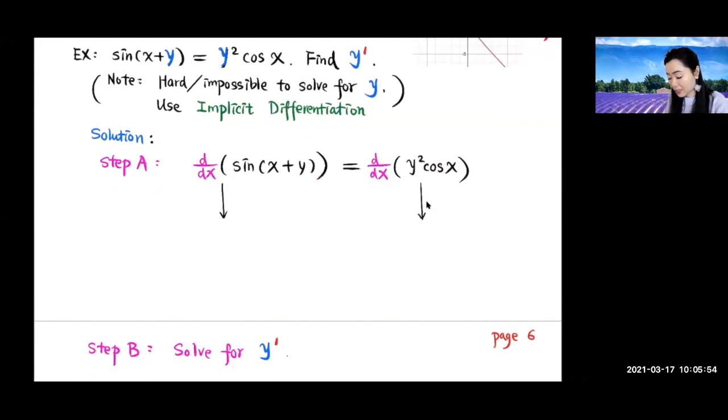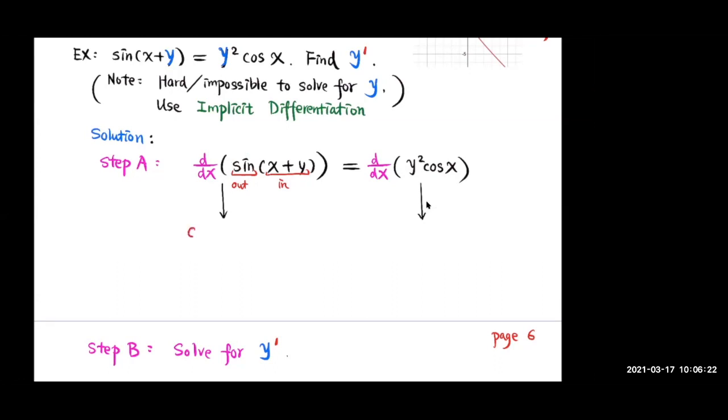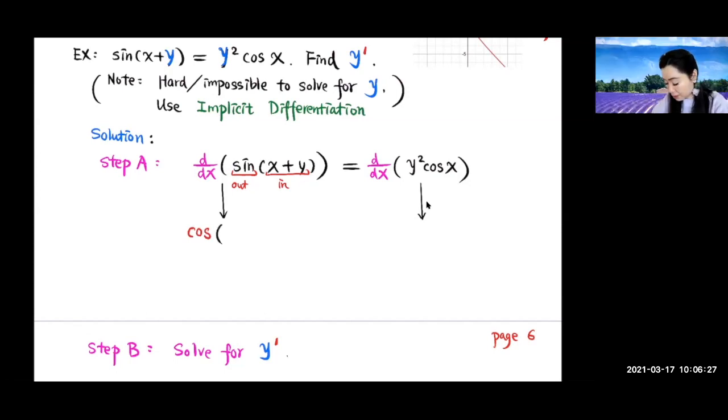Notice that this is the outer function, and this is the inner function, and actually the y here is the innermost function. So differentiating here, we have to use the chain rule. Differentiate this outermost function sine, what do we get? Cosine. And then we just copy this cosine of x plus y.